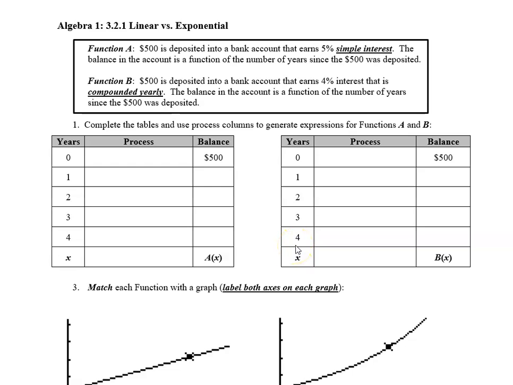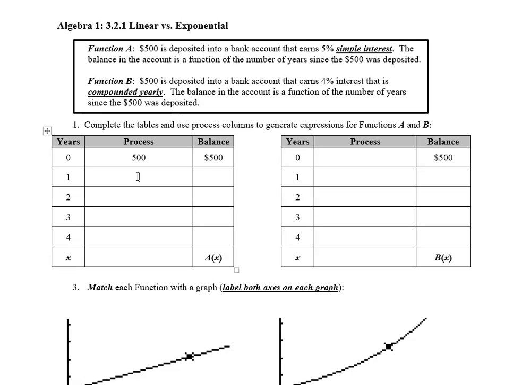In linear versus exponential, function A, we have $500 deposited into a bank account that earns 5% simple interest. The balance in the account is a function of the number of years since the $500 was deposited. So in the table on the left side, we're using function A, and in 0 years, there will be a balance of 500. For your process, you can simply type 500 here because you're not really doing anything the first year. Now after that, you're going to add an additional amount of money.